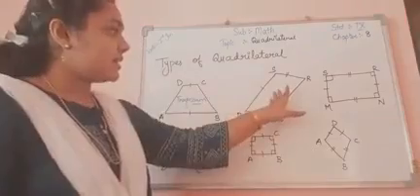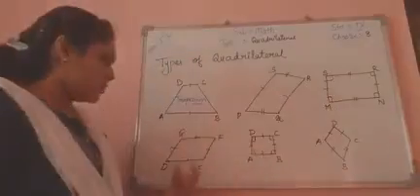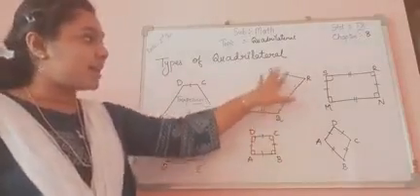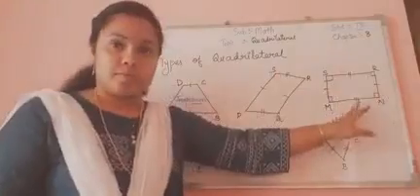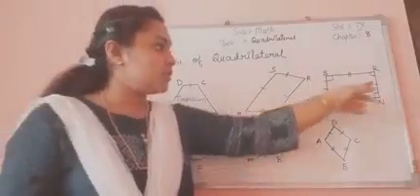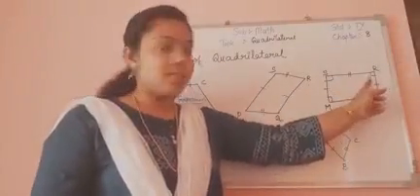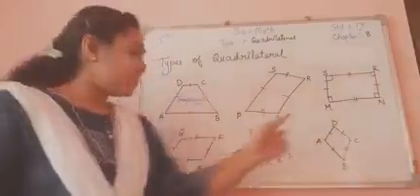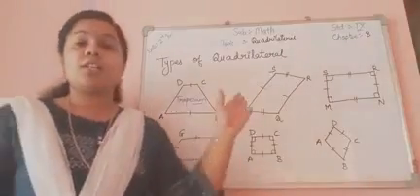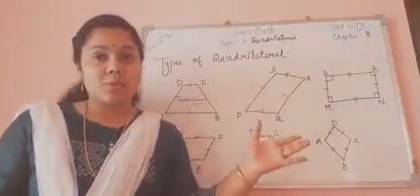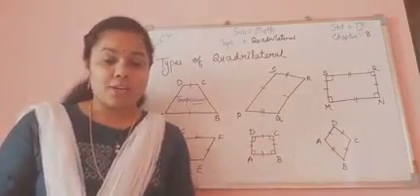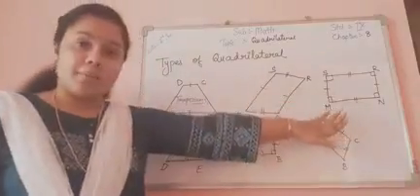Here we can see that in these 3 images, the opposite sides are parallel to each other. Here the opposite sides are parallel, here also the opposite sides are parallel. This one and this one are parallel, this one and this one are parallel. Here also both pairs are parallel. So these 3 images are named parallelogram.